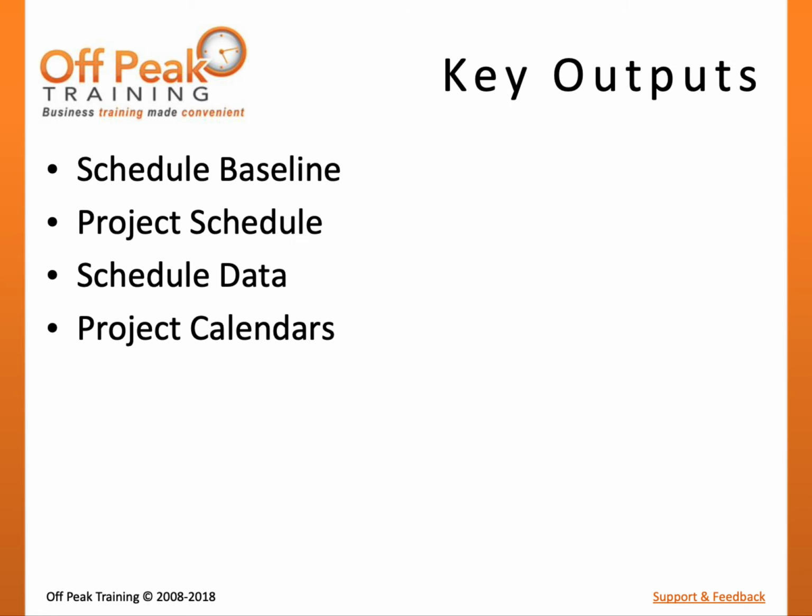There are 4 key outputs of the develop schedule process. The schedule baseline is a formal, approved version of the schedule model that will be used by the project management team. The schedule baseline will provide the basis for schedule performance measurement. Further, once the schedule has been baselined, it cannot be changed without going through formal change control procedures.